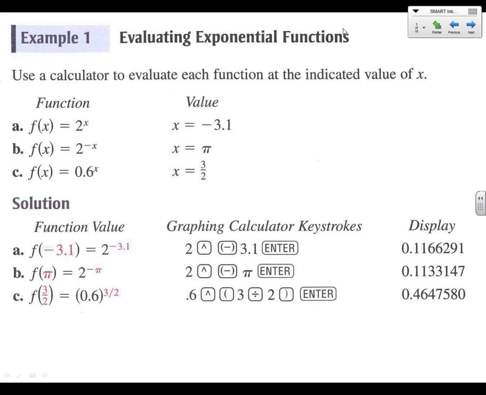So if we have 2 to the negative 3.1, how would we put that in our calculator? Here's your keystrokes and your answer right here, 0.1166291. So go ahead, you can try that, put that in your calculator, make sure it works, but I think everybody should be pretty much up to speed on entering exponentials into their calculator.